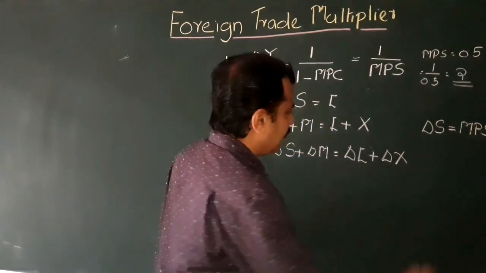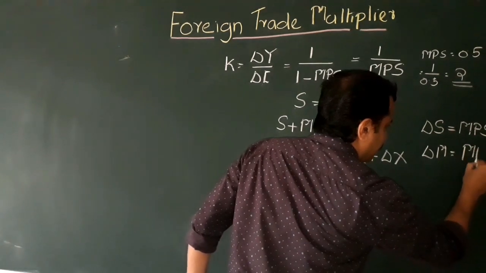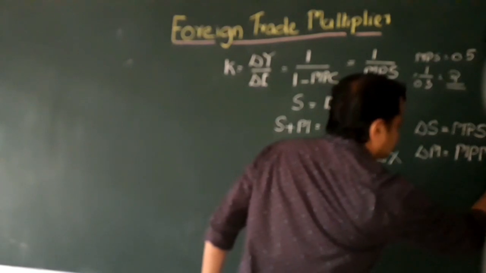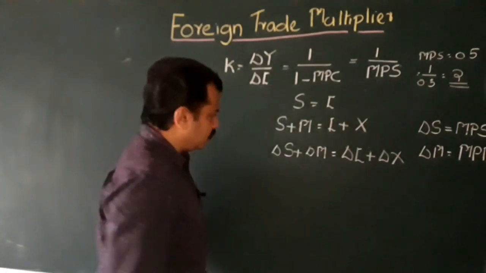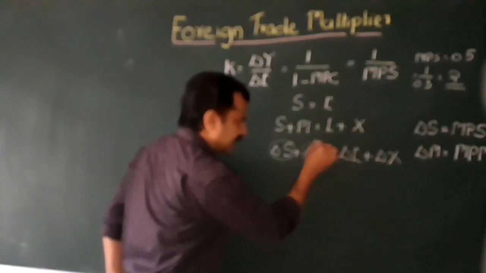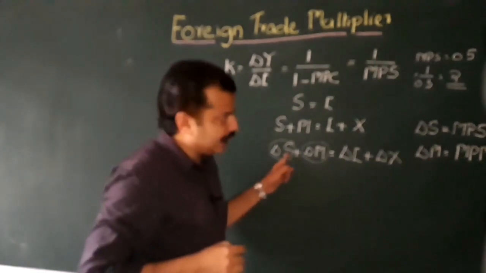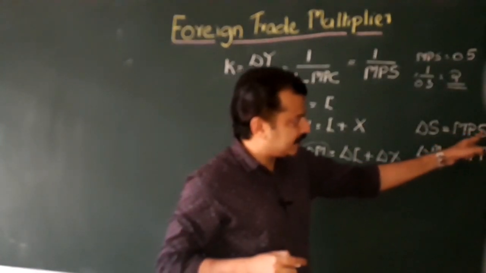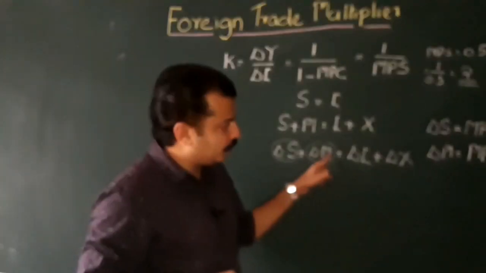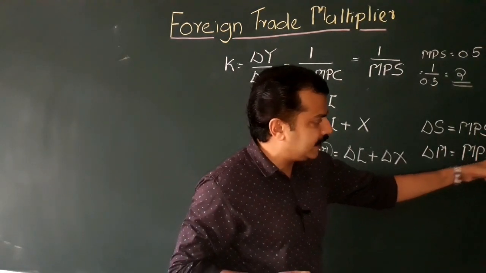So 100, it will automatically be equal to MPS, marginal propensity to save, into delta Y. Similarly, delta M means changes in import, means marginal propensity to import. Let us call it as MPM into delta Y. So we have seen the meaning of changes in saving and changes in import as well. Changes in saving, or delta S, equals marginal propensity to save into delta Y, while delta M, changes in import, means marginal propensity to import into delta Y.